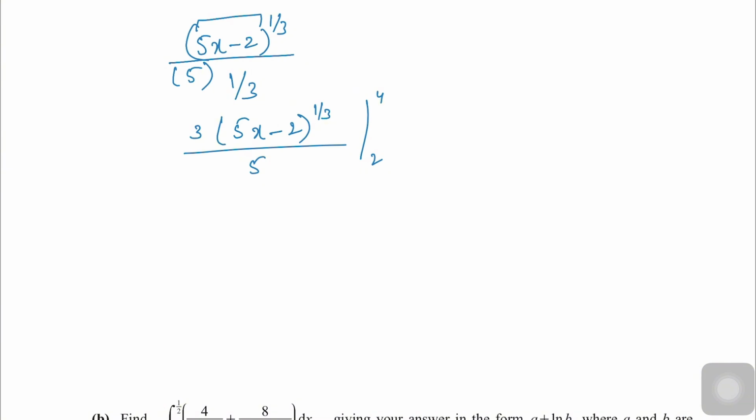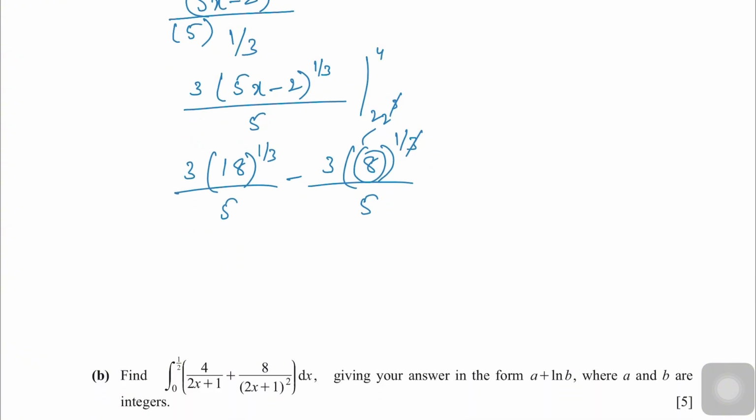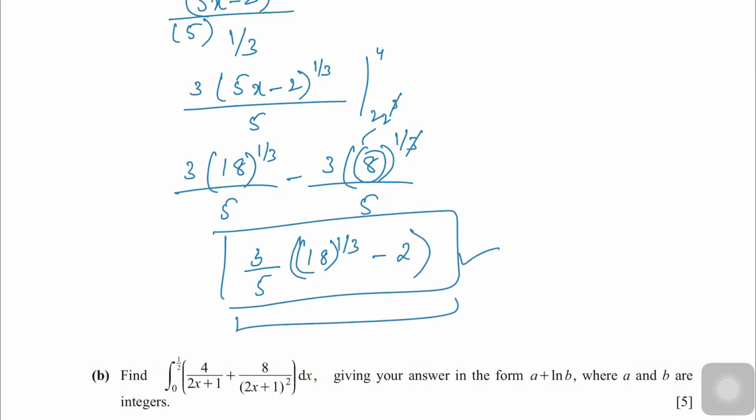So by applying the limits as 4 and 2, we'll be getting our answer as 3. 4 into 5 is 20, minus 2 is 18, powered 1 over 3, divided by 5, minus, because of the upper limit minus lower limit, our lower limit would be 3, 8 powered 1 over 3, over 5. So this would be 2 powered 3, and this would be cancelled out. So we'll be getting our final answer with 3 over 5 taken as common. This would be 18 powered 1 over 3, and then this is left as 2. So this is our final answer.